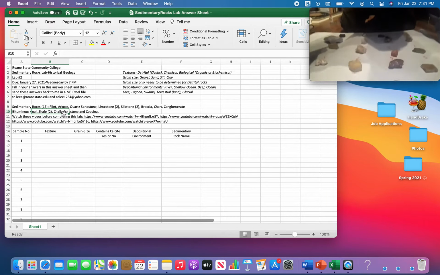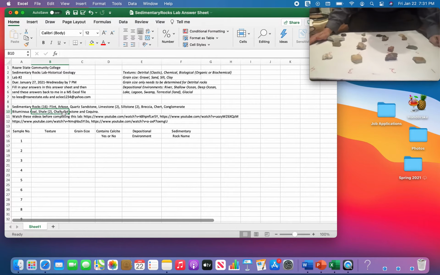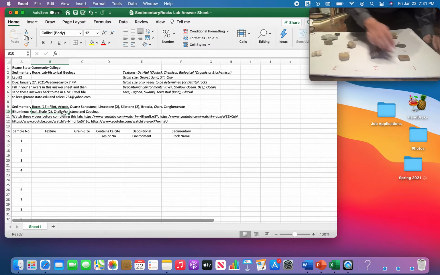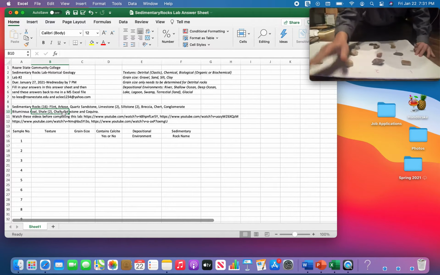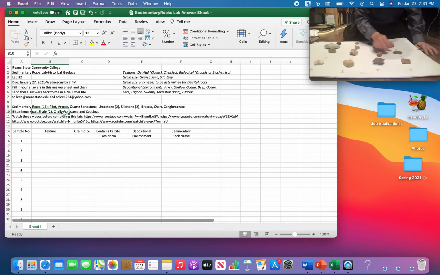And here they are, ladies and gentlemen. 16 different rocks. Here's rock number 1, 2, 3, 4. See if I can get this out so you can see it better. 5, 6, 7, 8, 9, 10, 11, 12, 13, 14, 15, 16.